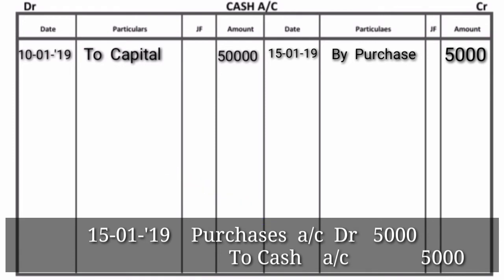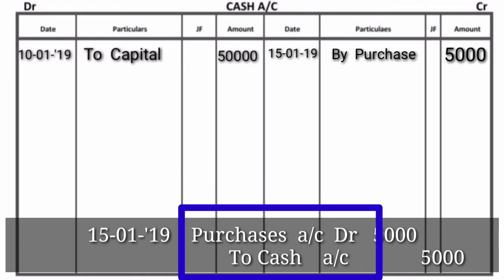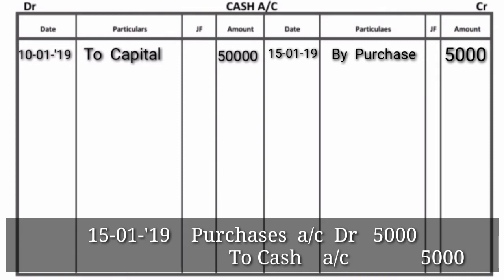Okay. Now we have separated purchases and cash. This is very easy, preparing a ledger account. If the account has a debit balance, we will write in the debit side and start with "To". And if the account has a credit balance, we will write in the credit side starting with "By".